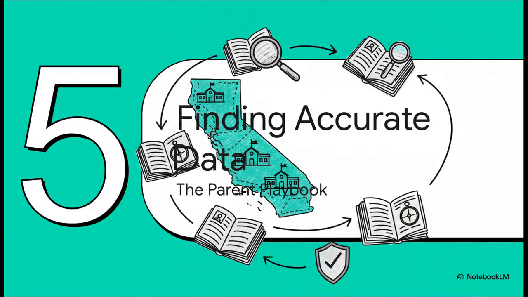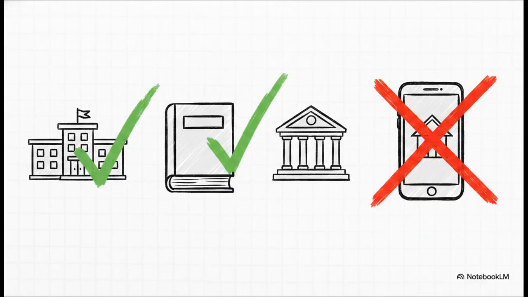Okay, let's wrap this up with Section 5, Finding Accurate Boundary Data. This is your parent playbook. We want to give you actionable advice for navigating the 2026 California school landscape. If you need the most accurate info, here's a checklist of verified sources. Start with the local school district office. They literally hold the keys to their own territory. You can also check the California School Directory, County Offices of Education, and the U.S. Census Bureau for GIS data.